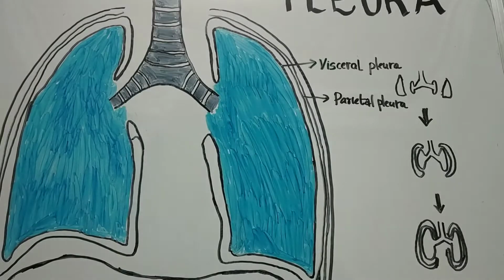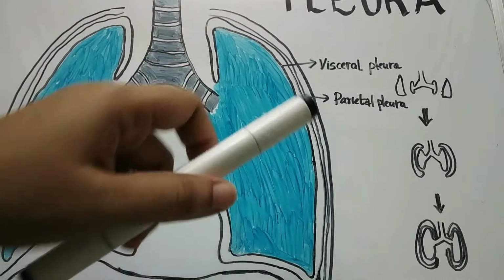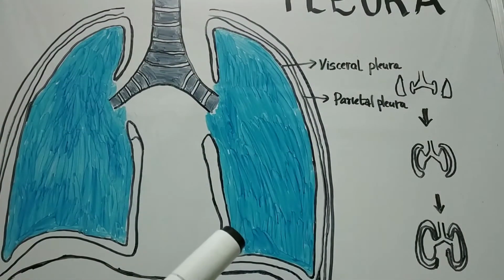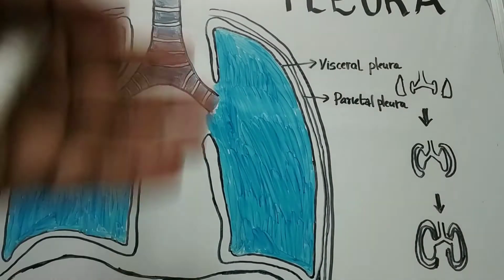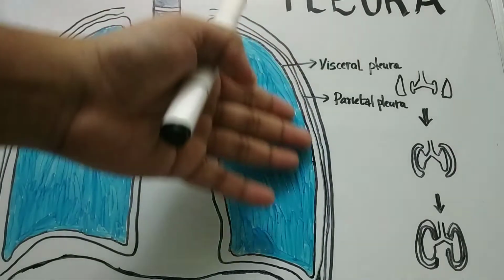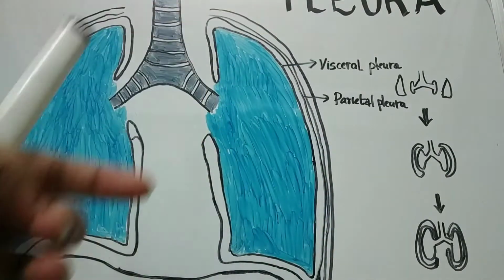Hello everyone, in this video we will discuss the pleura. So what is pleura? Pleura is a double layered membrane which envelops the lungs, similar to the pericardium in the heart. We have already discussed the pericardium. If you have learned about the pericardium, it will be easier for you to understand what the pleura is.